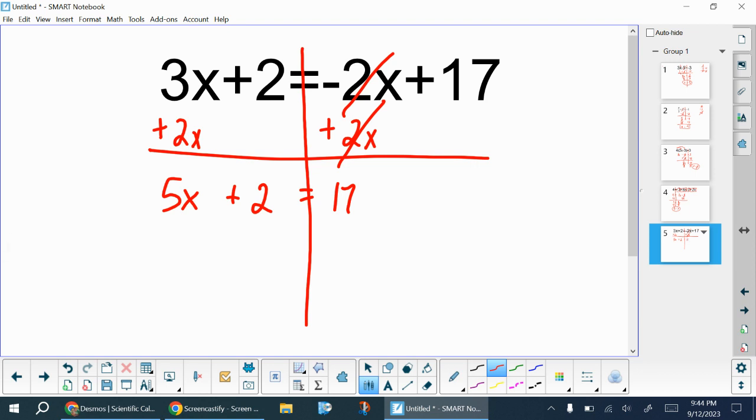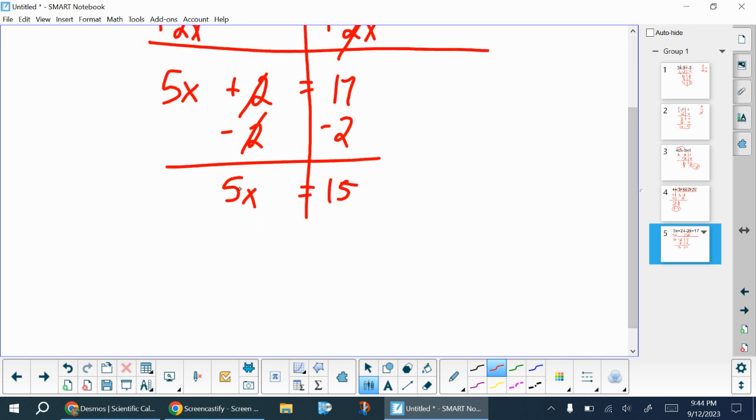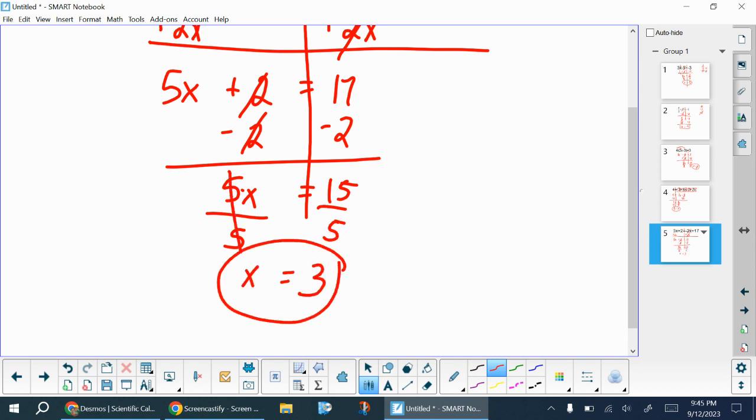Then I can keep going, right? So now I see that plus 2, so I'm going to -2, -2. 5x is equal to 15. And then the opposite of times by 5 is divided by 5. So I will do that to both sides. And I get x equals 3.